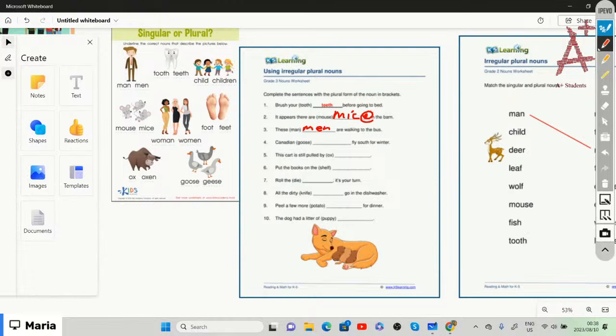Canadian goose fly south for winter. So goose, and then we say geese. This cart is pulled by ox. So oxen, right? Oxen.